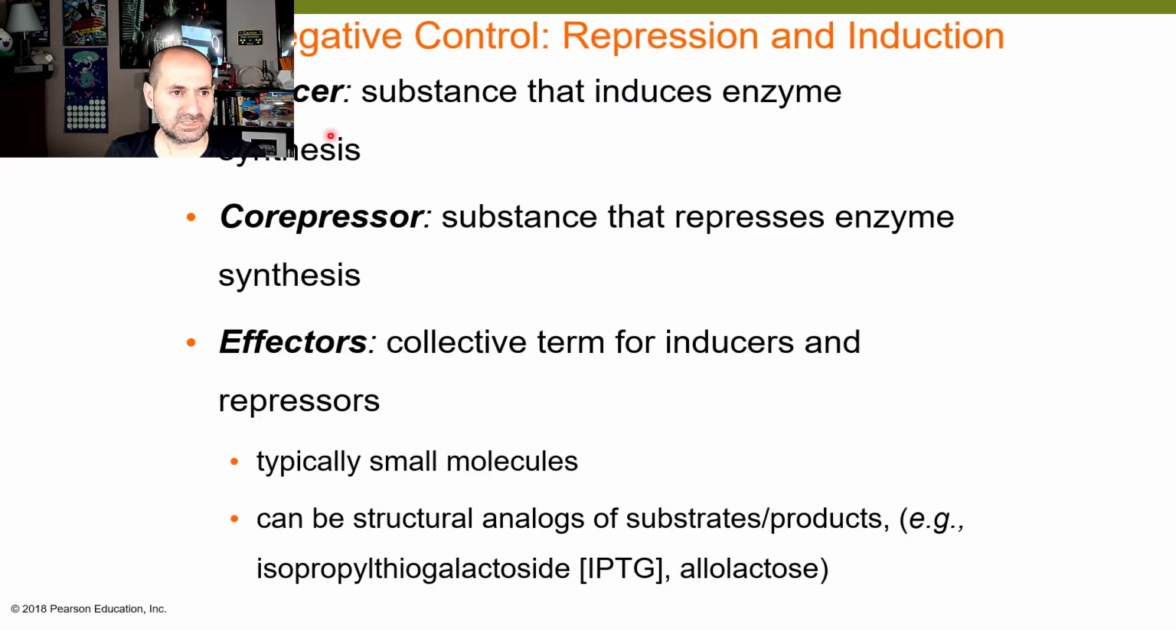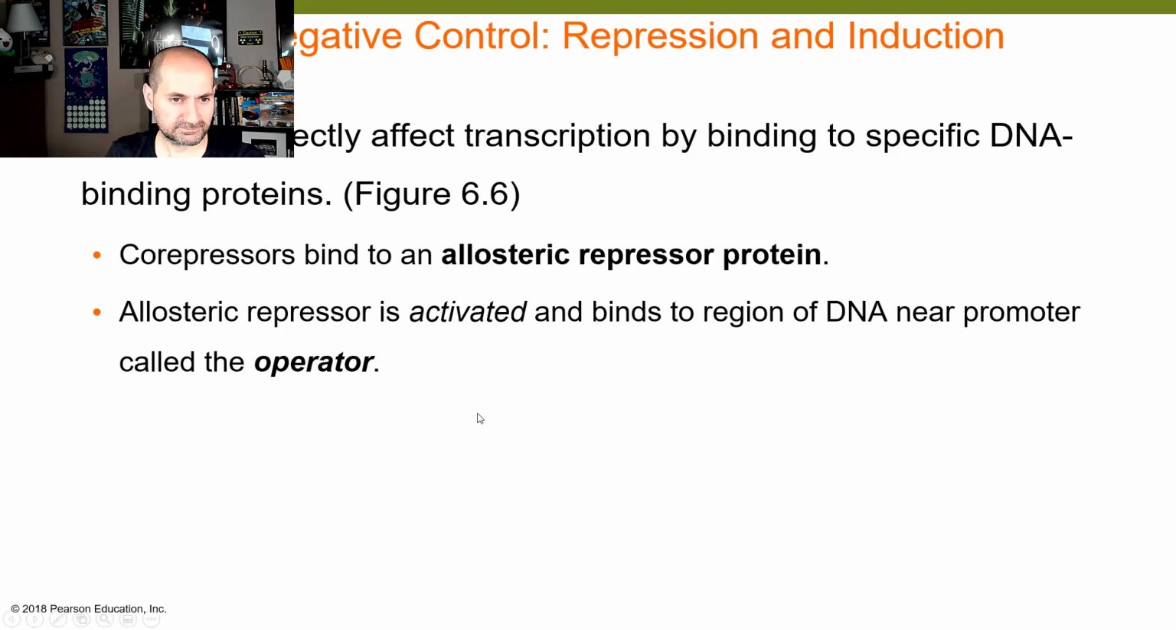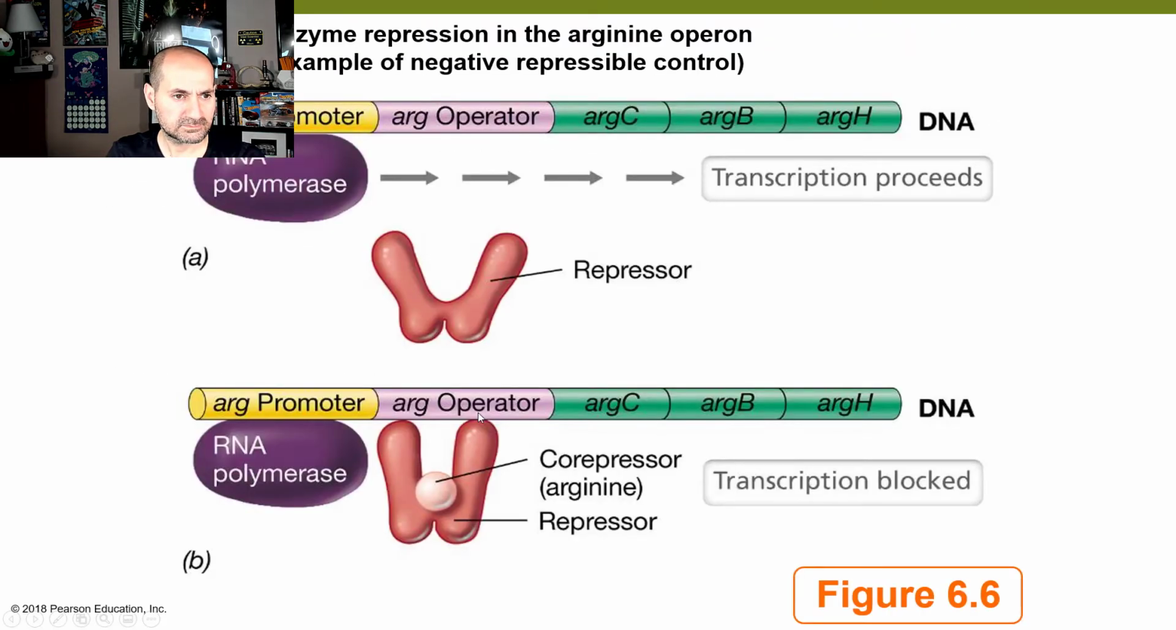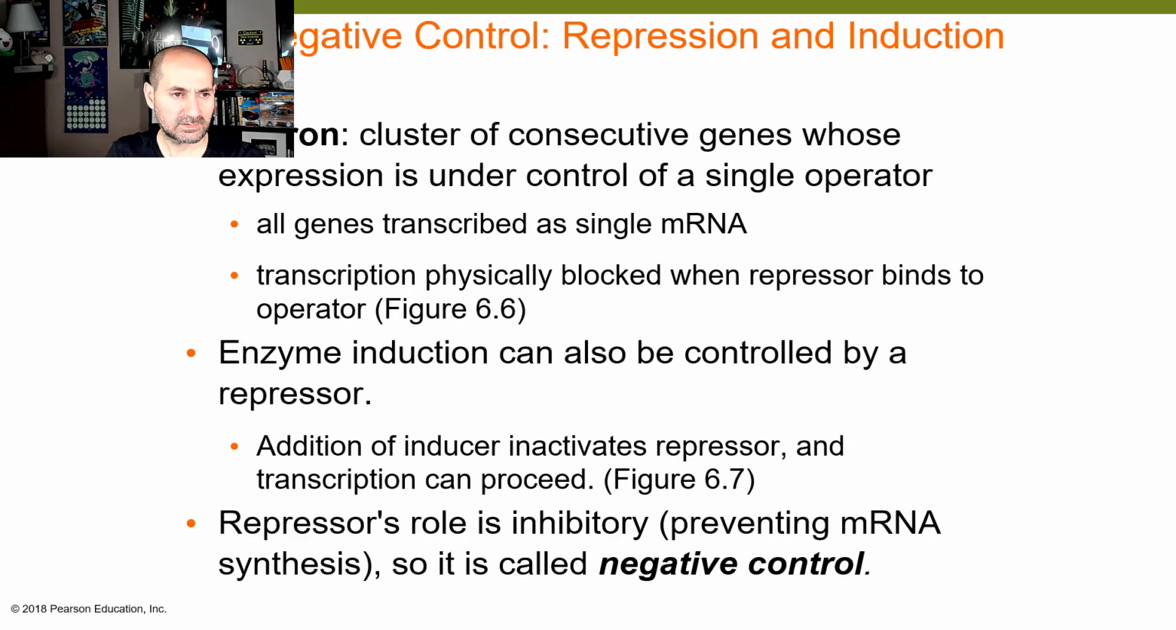Please know the term inducer. It's that small substance that induces enzyme synthesis or gene expression. The co-repressor, the substance that represses gene expression. And the effector is the term for both inducers and co-repressors. Okay, please know the term operon, obviously very important to know.